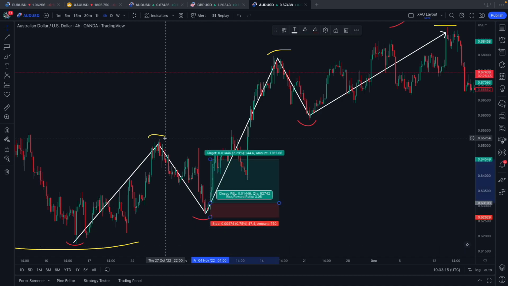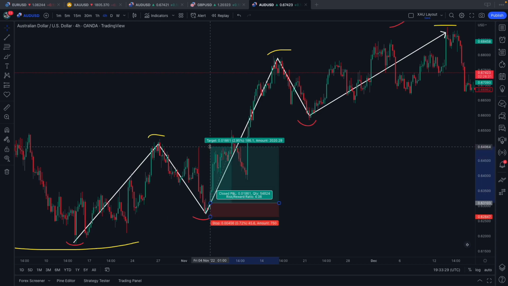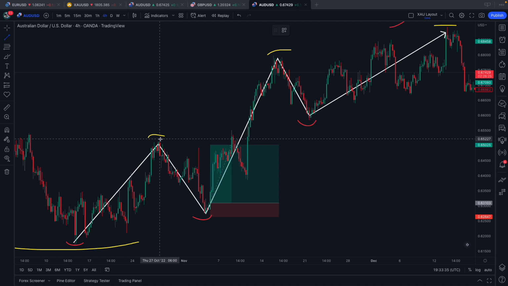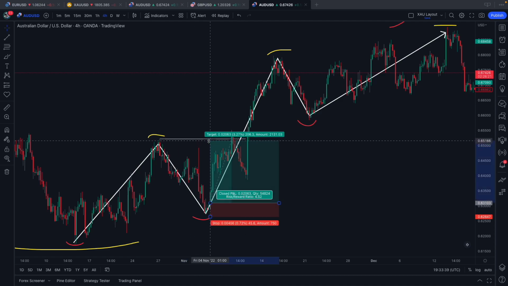Now, obviously with the bearish market, we placed our stop loss just above structural highs. With the bullish market, we want to place our stop loss just below structural lows. Now, as you've guessed it, our take profits will be set just below the previous structural high. So the exact same rule applies, just the opposite way around.